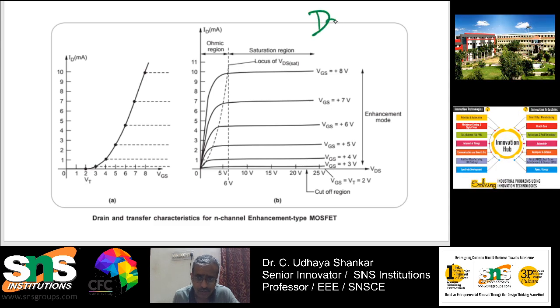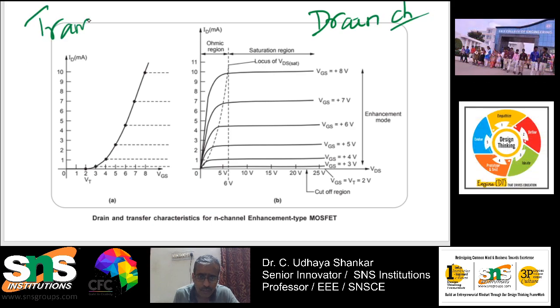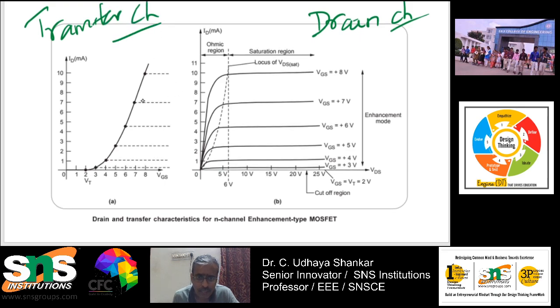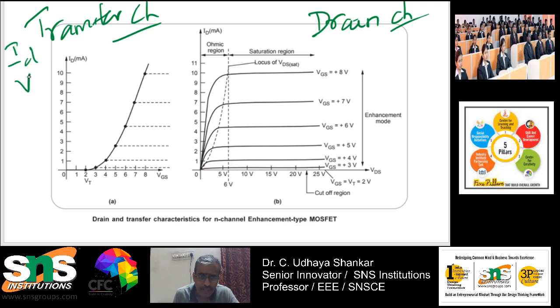Okay, this is called the drain characteristics, and this is called the transfer characteristics. Transfer characteristics is nothing but I am just going to plot the ID versus VGS.